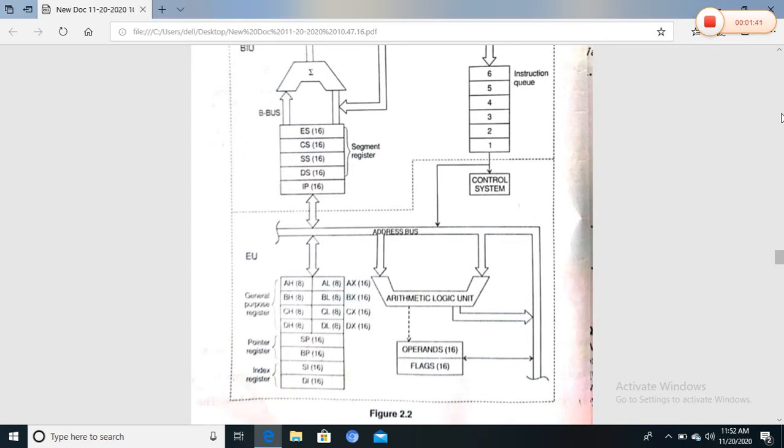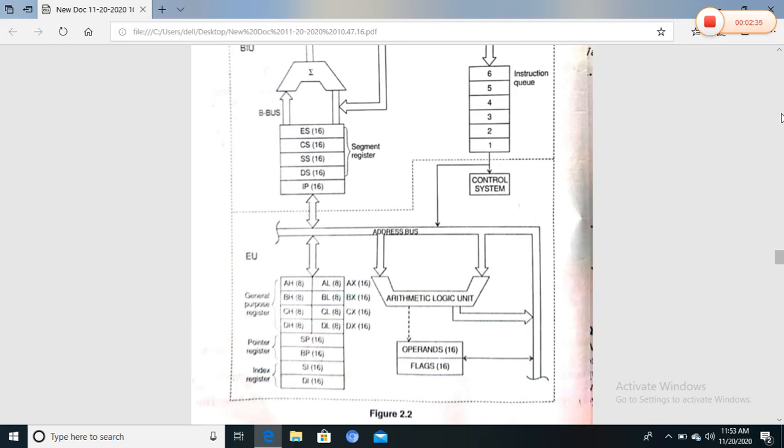So the BIU is the bus interface unit. The functions of the BIU: it sends out the addresses, fetches the instruction from memory, reads the data from the ports, that is input and output ports, and from memory, and writes the data to a port or memory. That is the function of the BIU.